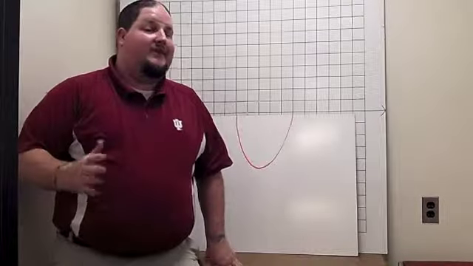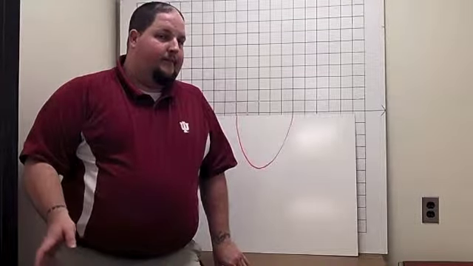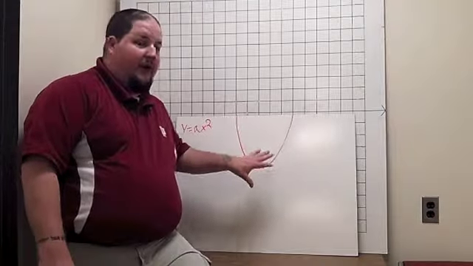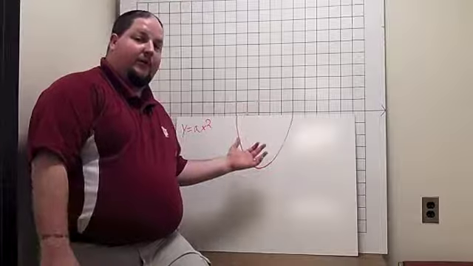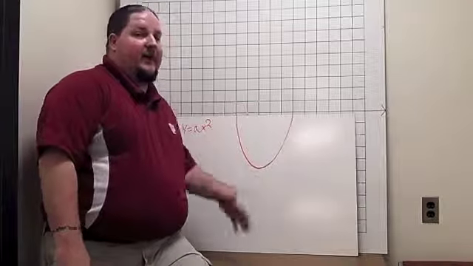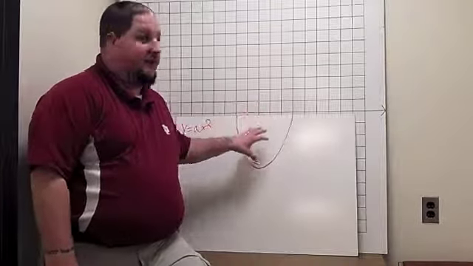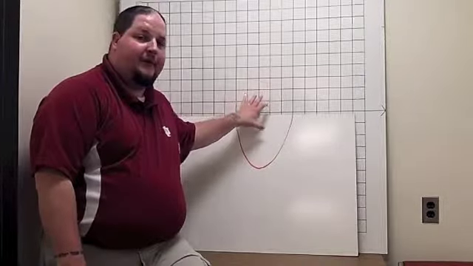But what did you notice that didn't happen? Right, I didn't change the shape of my parabola. That's why I already had this one pre-drawn, because I knew I wasn't going to change the shape of it. I was just changing where it was positioned on the graph.